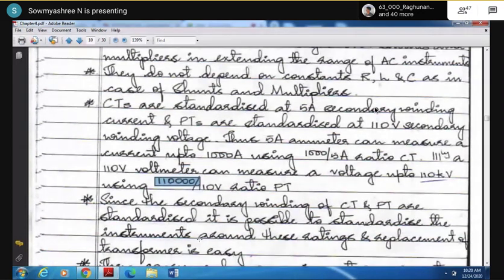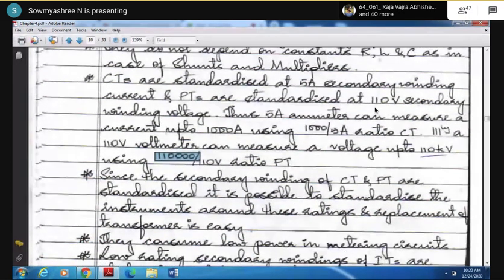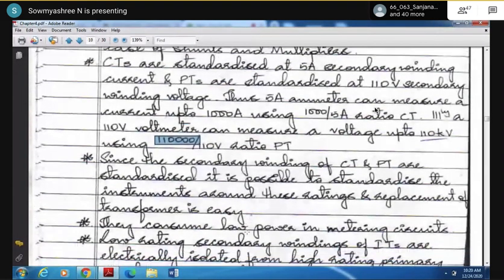You can see the same thing is being repeated here. Since the secondary windings of CTs and PTs are standardized, it is possible to standardize the instruments around these ratings, and replacement of a transformer is very easy because we know the standardized values as they are fixed. So it is very easy to replace a transformer under fault conditions or any other conditions.